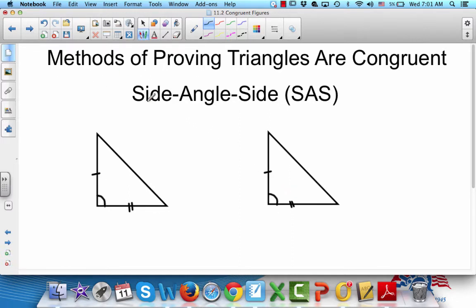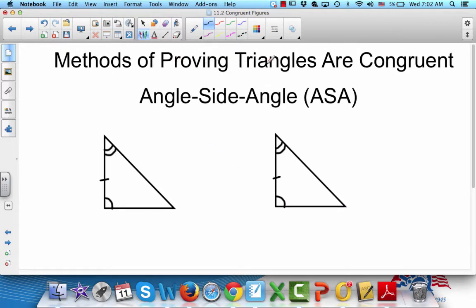The second method of proving triangles are congruent is side, angle, side. Okay, so we've got a side right here that is congruent, an angle that is congruent, and another side that is congruent. Notice that the angle that is congruent has to be between two congruent sides. So it's side, angle, side.